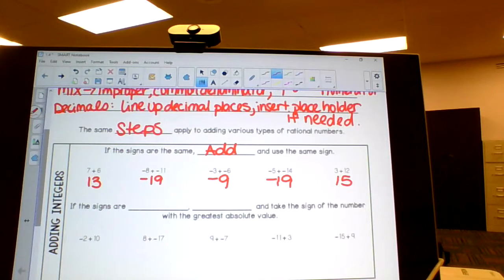And then the next part, if signs are different, so different sign, subtract. And then if they say take the sign of the number with the greatest absolute value, we shorten that to keep the sign of the bigger number.